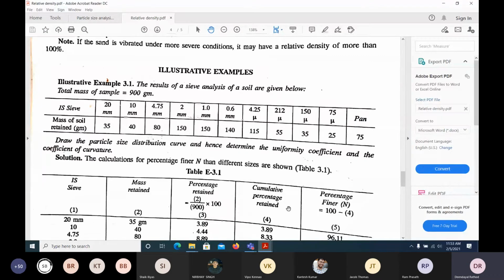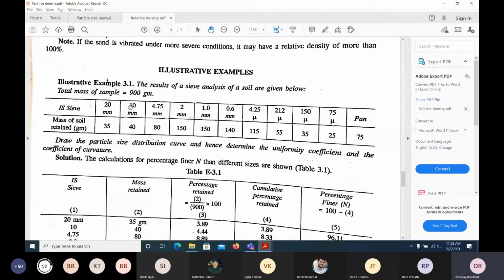Now, look at this one. So, this is a sieve analysis. How do you generally do it in your laboratory test, or how can you find out the sieve analysis to classify the soil? Here, a 900 gram soil sample is taken. Imagine sand, 900 grams. Then what will we do? We'll do the sieve analysis.